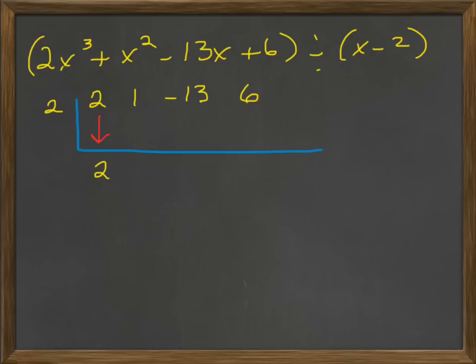Again, we bring down our first term, getting 2, and 2 times 2 gives us 4. We add down and we get 5. 5 times 2 gives us 10. We add down and we get -3. -3 times 2 gives us -6. And when we add those, we get 0. Since we have a remainder of 0, we know that x minus 2 is a factor of the polynomial.